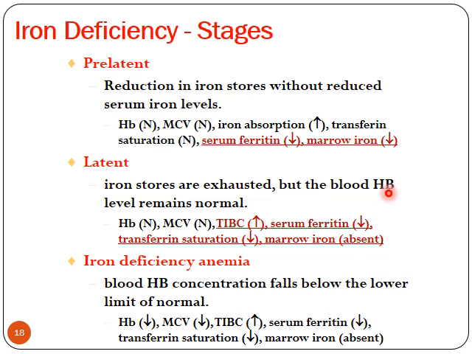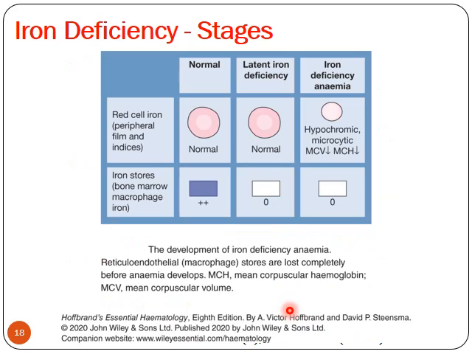What are the stages of iron deficiency? We have a pre-latent stage where there is reduction in the iron store without reduction in the serum iron level, where there is no anemia, normal MCV, with increased iron absorption and low serum ferritin and low marrow iron. Then we have a latent iron deficiency, where the iron storage is exhausted but the blood hemoglobin remains normal, and then the overt iron deficiency anemia, where the hemoglobin level falls below the lower limit for normal and all the indices will be decreased except for the total iron binding capacity, which will be elevated.